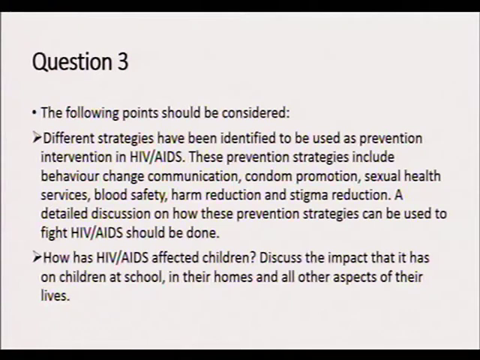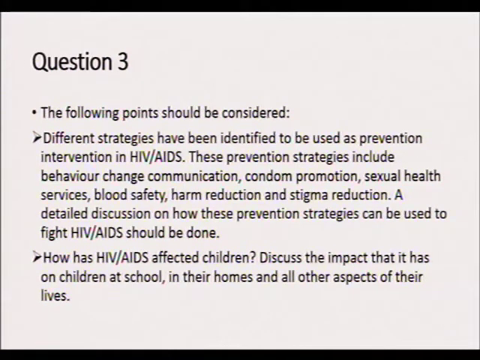Okay, I'll move on to question 3. The following points should be considered under question 3. Different strategies have been identified to be used as prevention interventions in HIV and AIDS. These prevention strategies include behavior change communication, condom promotion, sexual health services, blood safety, harm reduction, and stigma reduction. Now, you should do a detailed discussion on how these prevention strategies can be used to fight HIV and AIDS.